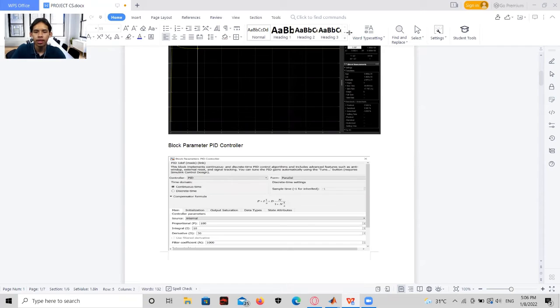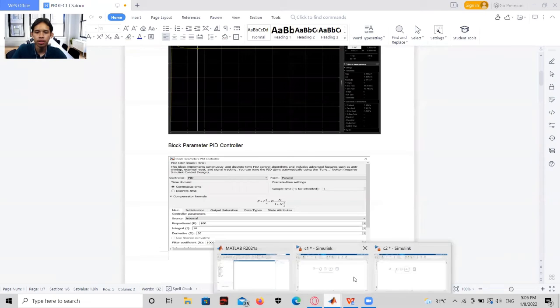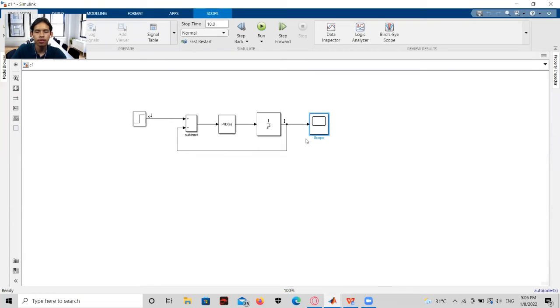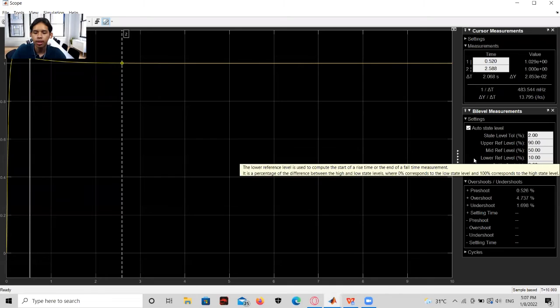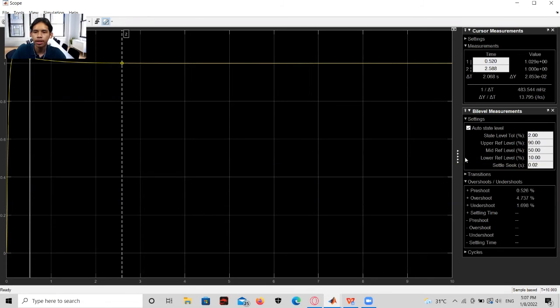So I already stabilized the system using a PID controller. So this is the result for Circuit 1. I have achieved the requirement of overshoot that must be below 10% by getting 4.737%. I also achieved the requirement for settling time that must be below 5 seconds by getting 2.588 seconds. The steady state error is 0% because the y-axis has reached 1, so the steady state error is 1 minus 1 times 100%.